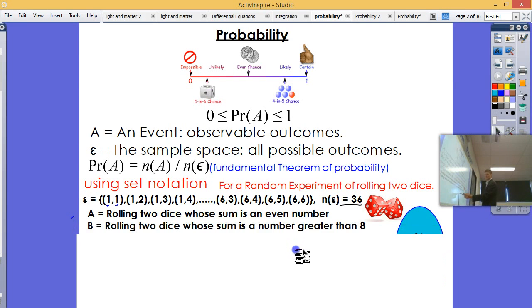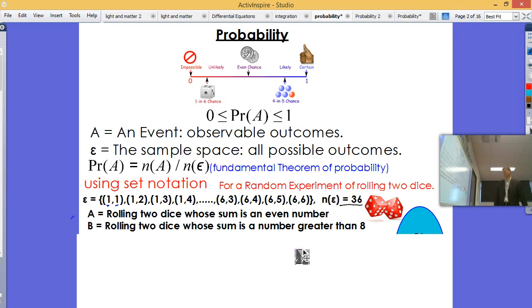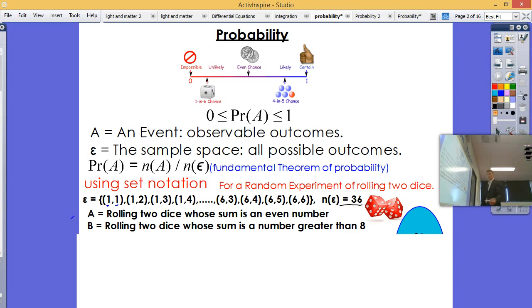Let's consider 2 events. Event A: rolling 2 dice whose sum is an even number. So we're talking about 2 numbers adding together to give you an even number, like 2, 4, 6, 8, 10. And then we could also consider a second event, B: rolling 2 dice whose sum is a number greater than 8. Such as I roll 2 dice and I get a 4 and a 5, whose sum is 9, an outcome greater than 8. Okay?